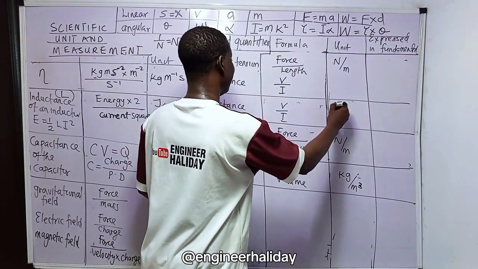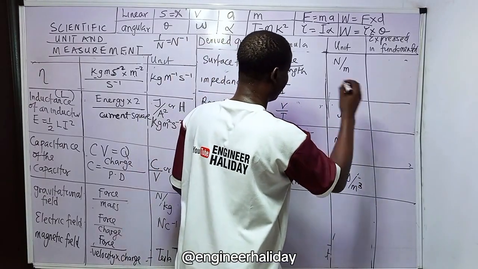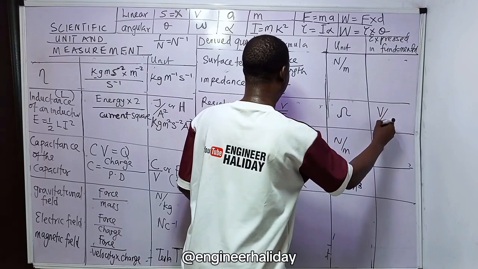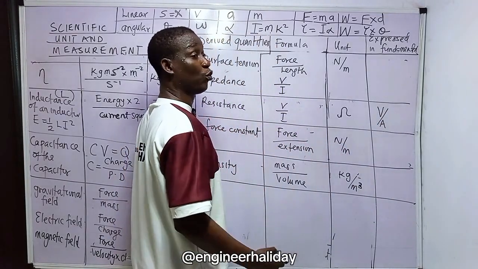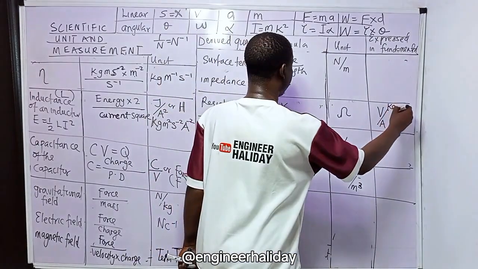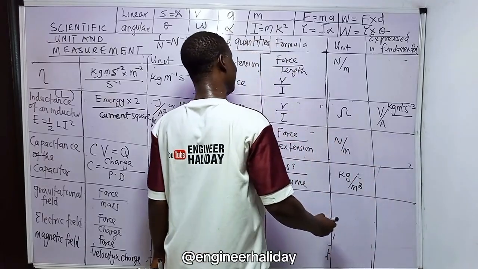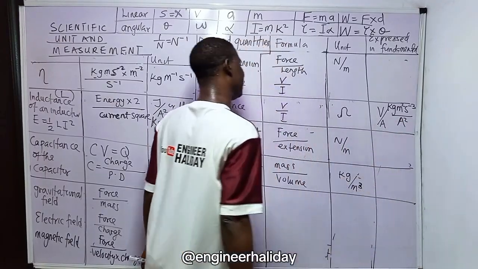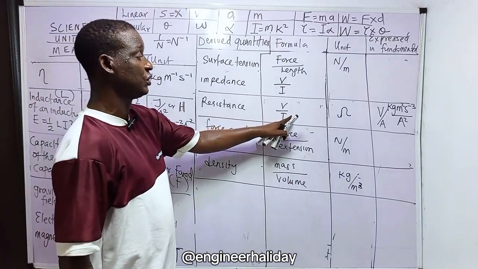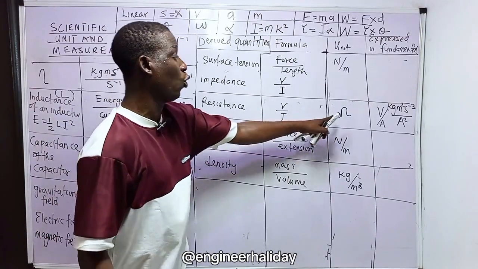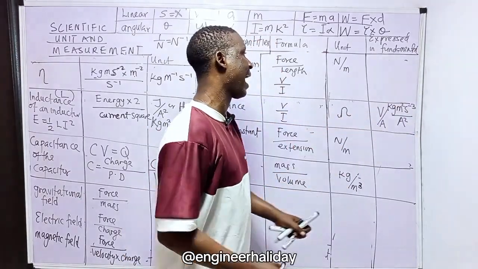This one is measured in ohms, named after a man. We can write it as volts per ampere. In other words, if you want to write it in terms of fundamental quantities, you can write it as kilogram meter squared per second cubed divided by ampere squared. So if they ask you what is the fundamental unit of ohms, it can be written as kilogram meter squared per second cubed per ampere squared.